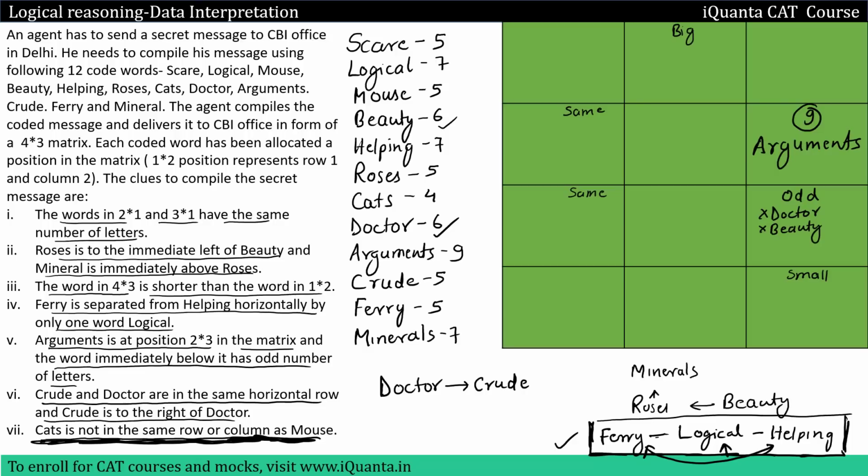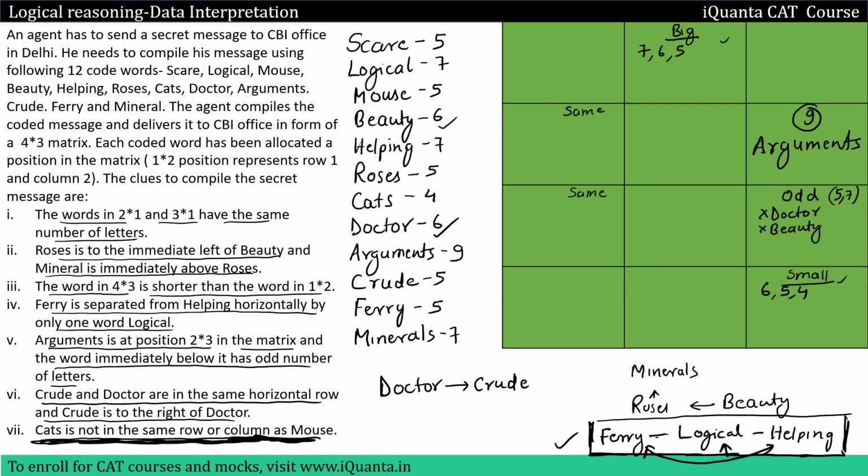In other words, I can only have words having 5 or 7 letters over here, not 9, because there is only one word having 9 letters, that is arguments, and it has been consumed. Then if we come to these positions, big and small, we know that the digits in 1 cross 2 should be greater than the digits in 4 cross 3. So we can have a 7 letter word over here, in that case a 6 letter word over here. I can have a 6 letter word here and a 5 letter word here, or a 5 letter word in big and a 4 letter word in small. Only that is possible.